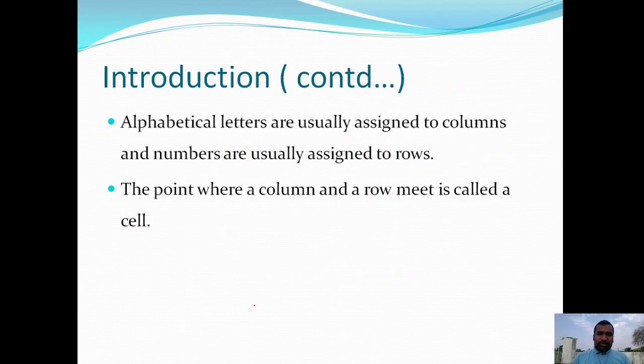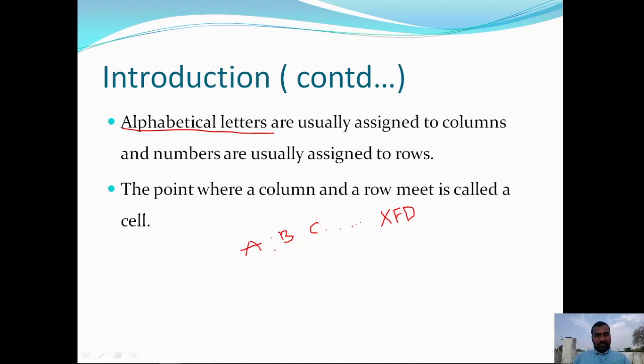The columns in the Excel application are identified with the help of alphabetical letters like A, B, C, and so on, and at last XFD. So the last column name is XFD. That many columns are there in Excel 2007. So this is about columns.